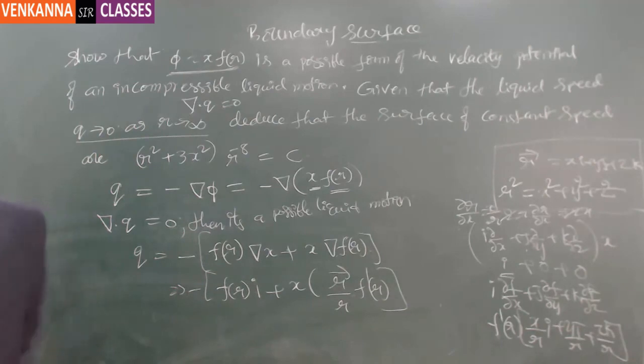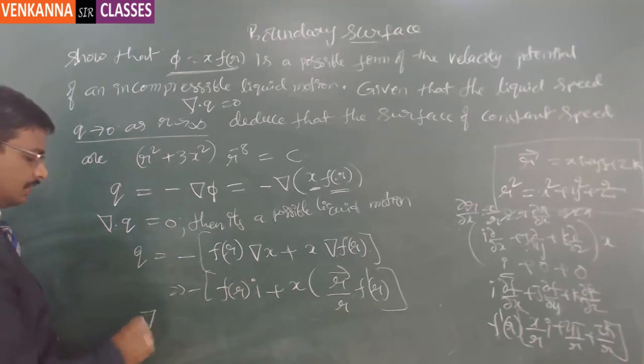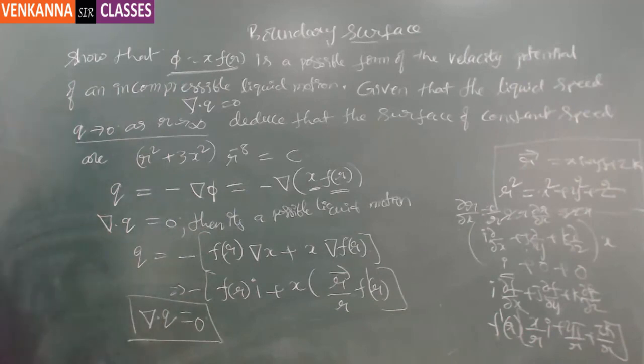So now, if it has to be a possible form of liquid motion, then you need to identify del dot q is equal to 0. So del dot q you need to find from this and then equate to 0. Now try to do that, del dot q from that equation.